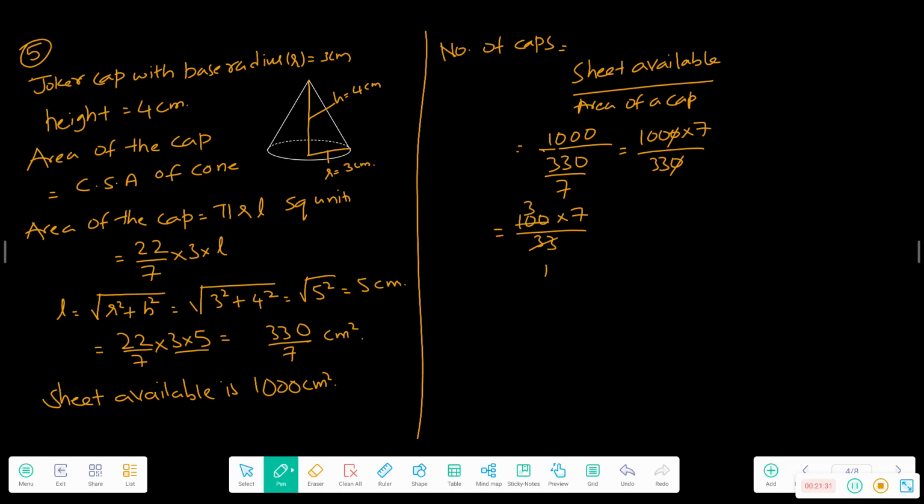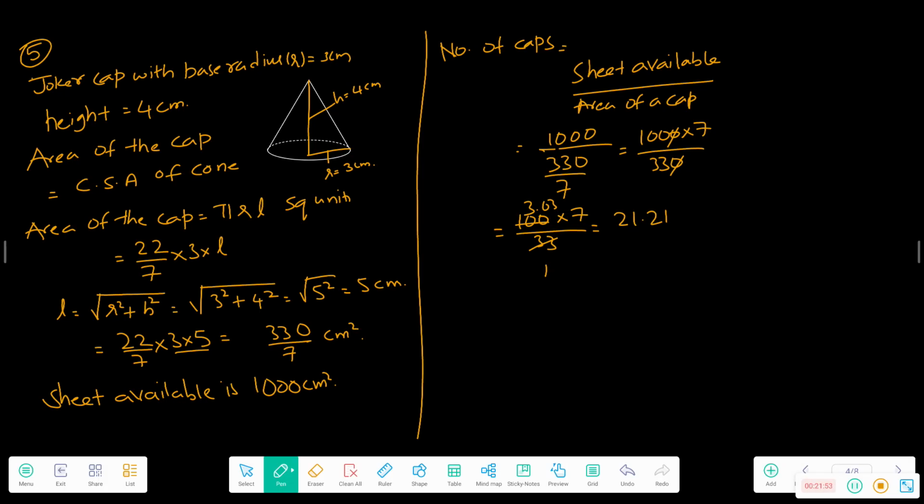33 ones are 33, 33 threes are 99. Keep the decimal. So one remainder, it will be 10. 10 will not go, so add one more 0, it is again 100, 3. So it will be approximately 21.21.